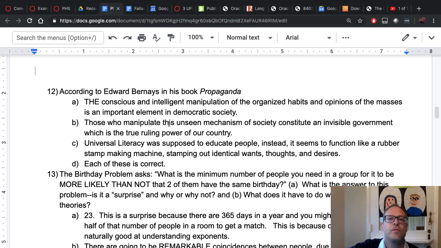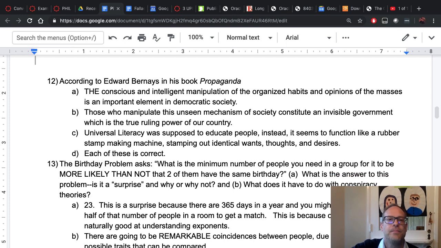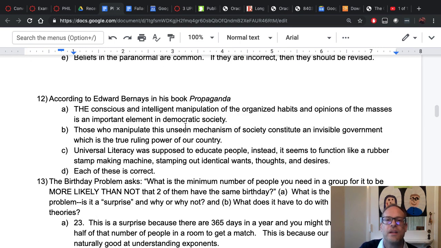Number 12. According to Edward Bernays in his book Propaganda, A, the conscious and intelligent manipulation of the organized habits and opinions of the masses is an important element in democratic society. B, those who manipulate this unseen mechanism of society constitute an invisible government, which is the true ruling power of our country. C, universal literacy was supposed to educate people. Instead, it seems to function like a rubber stamp making machine, stamping out identical wants, thoughts, and desires. D, each of these is correct. I'm just going to give you the shortcut here. D, each of these is correct.